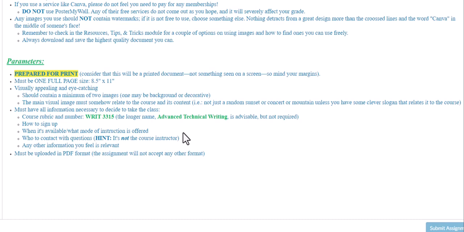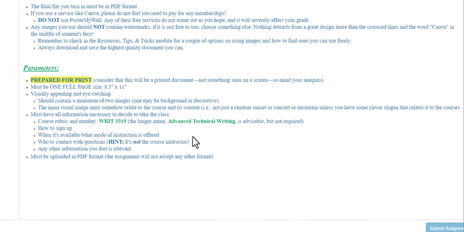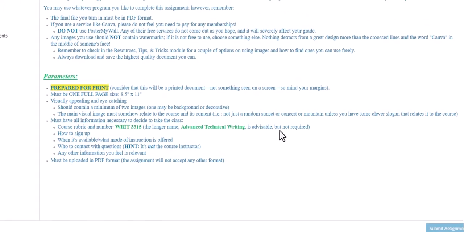And then anything else that you think is necessary or relevant to make sure that someone can make the decision to join the class. And again, finally, make sure it is a PDF when you upload it.